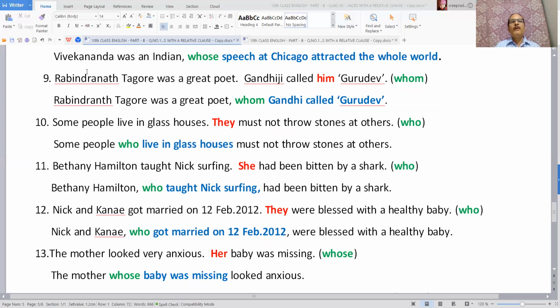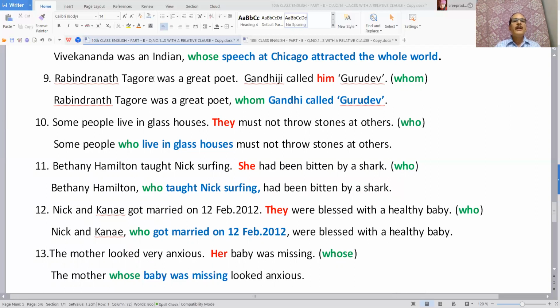Now let us move on to the ninth sentence. Rabindranath Tagore was a great poet. Gandhiji called him Gurudev. Here two subjects are there: Rabindranath Tagore and the great poet. Both are the same. Gandhi called him Gurudev. Him refers to whom? It is an objective case. This pronoun him is an objective case. So when an objective pronoun is there in a sentence, we have to use whom in place of it.